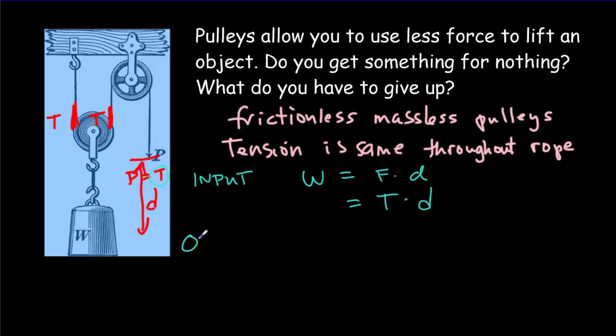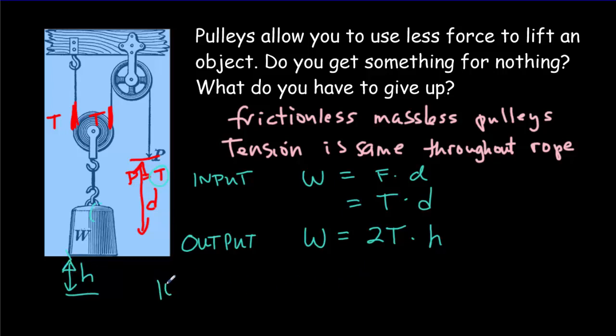Now let's consider the output. For the output, that's just lifting this mass up. And you'll notice that there's not just one strand pulling up the weight, there's actually two strands pulling up the weight. So you've got two of these tension forces lifting up the weight. So for our output work, the force is going to equal 2T, one for each strand. And you're going to lift it up some distance h. Let's call this the distance h here.